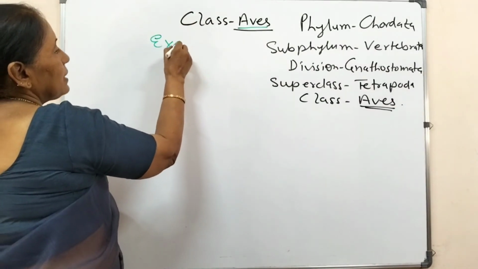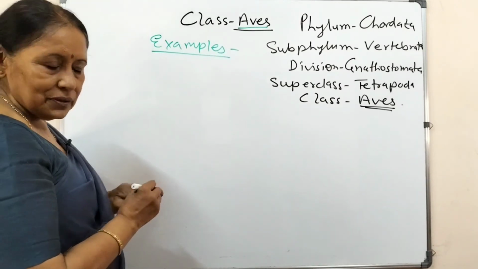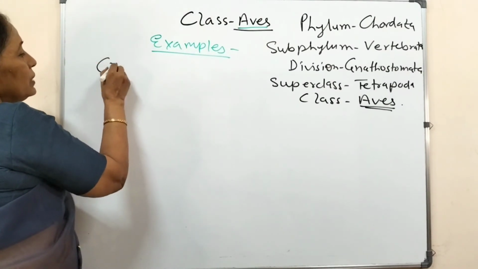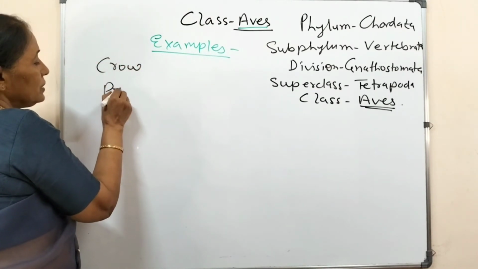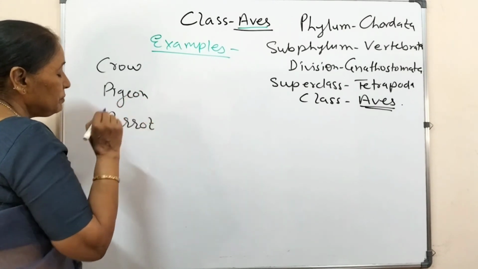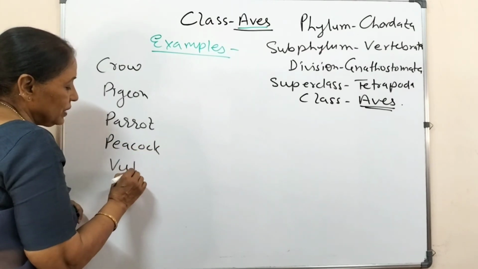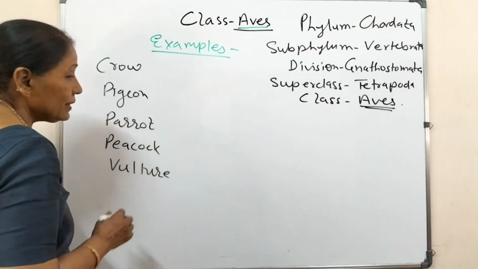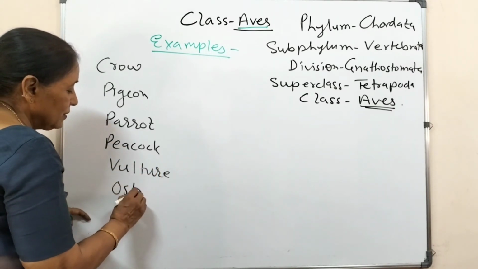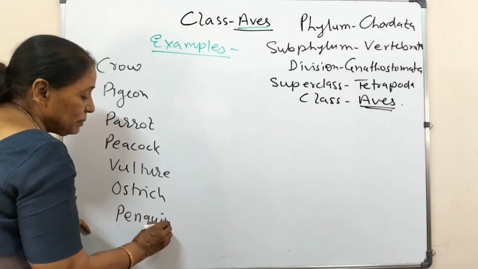The various examples of Aves are, you have to remember their scientific names also. First, I am writing down the common names. The common crow, then the pigeon, then the parrot, the beautiful peacock, not so beautiful vulture, then the flightless bird, that is ostrich, then penguin. Penguin is also a bird.